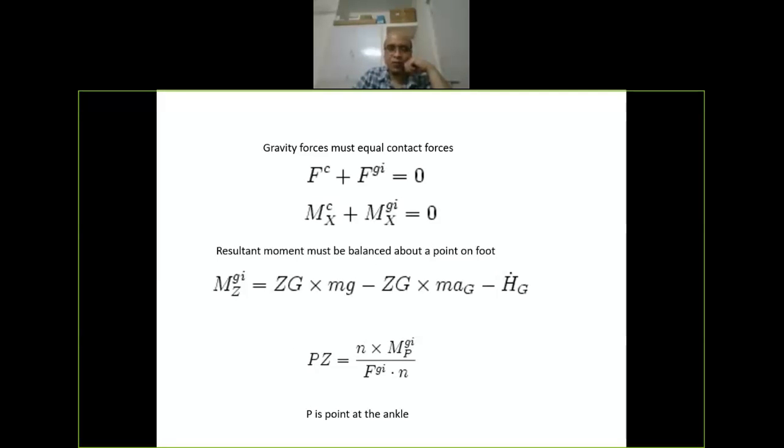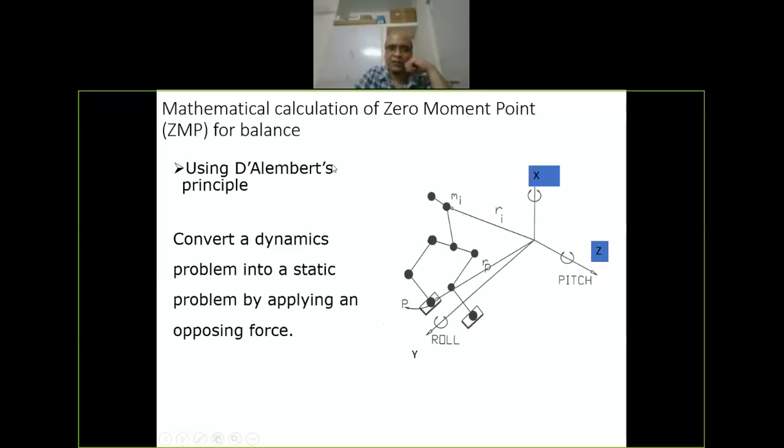And in bipedal walking, this point is called the zero moment point. It's also called center of pressure, zero moment point. We don't say center of gravity. Center of gravity is more for a static system, whereas for a dynamic system, we say zero moment point because it's continuously changing.